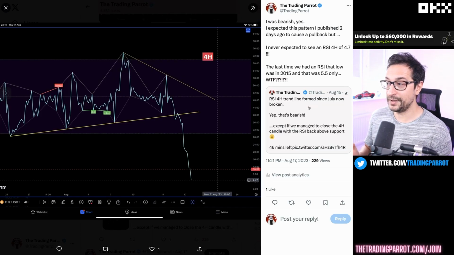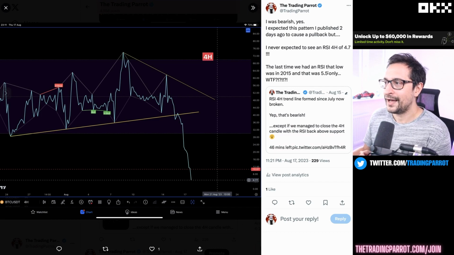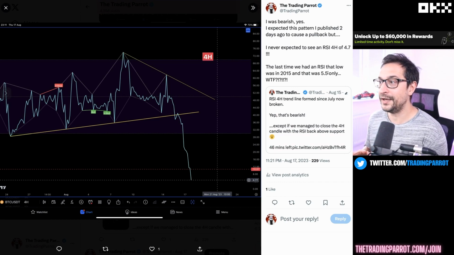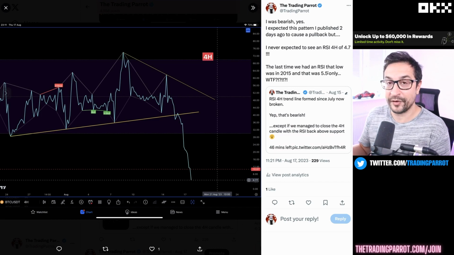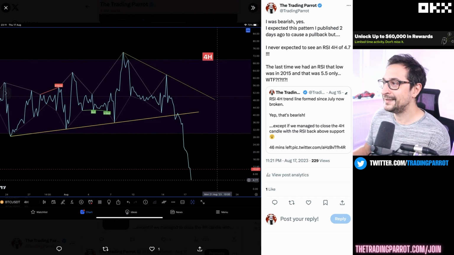I remember when Bitcoin was coming down, I was having dinner and I looked at my watch and saw the price coming down. RSI has only been this low in 2015 when it reached 5.5. I couldn't find any lower than 5.5. This intra-candle 4-hour value that I managed to capture was 4.7.